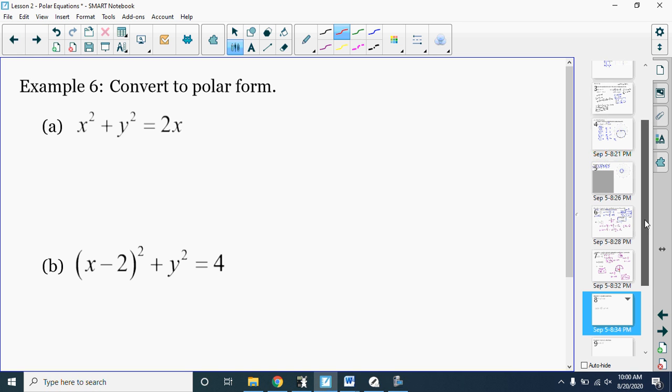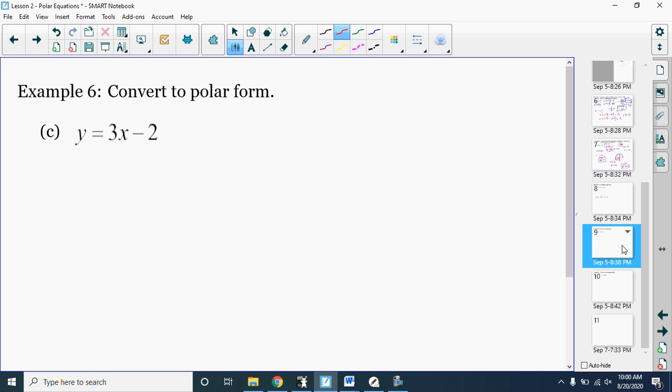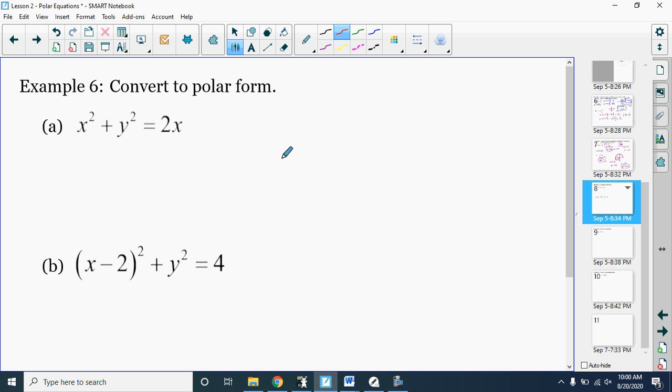Last thing we need to do, I think, is to change from rectangular form. So we have equations now. We have an equation in rectangular form and we need to switch to polar form, or we have one in polar form that we need to switch to rectangular form. So on all these, you want to remember x squared plus y squared equals r squared, x equals r cosine theta, and y equals r sine theta.